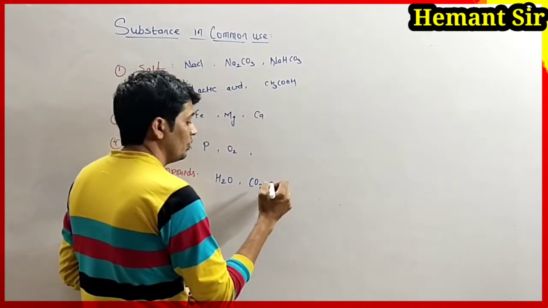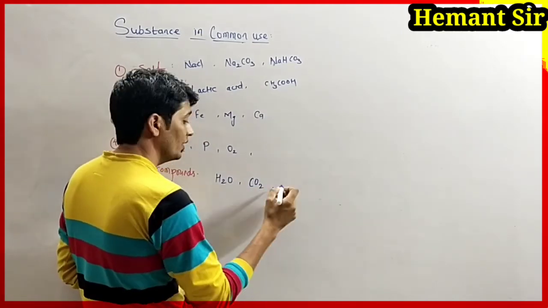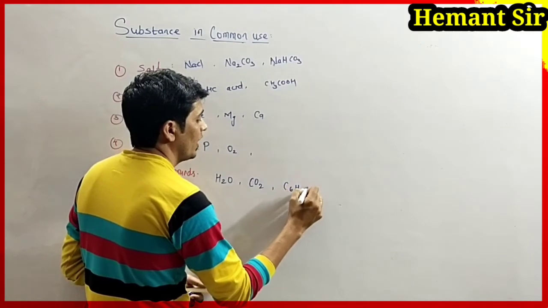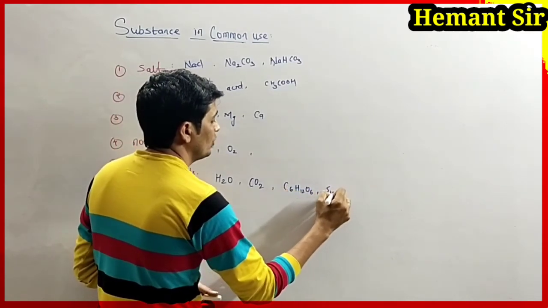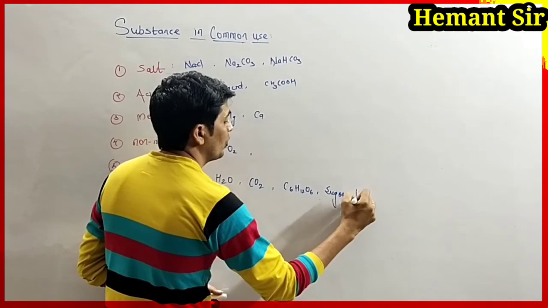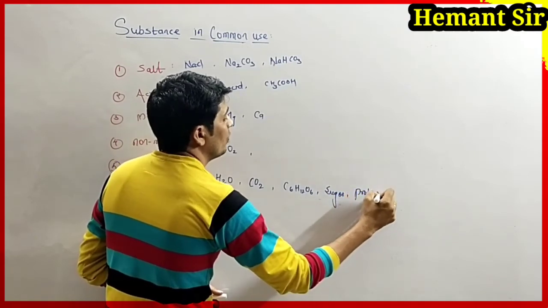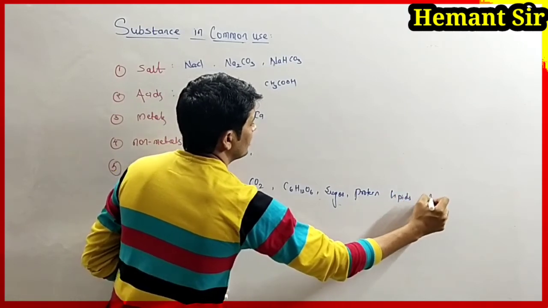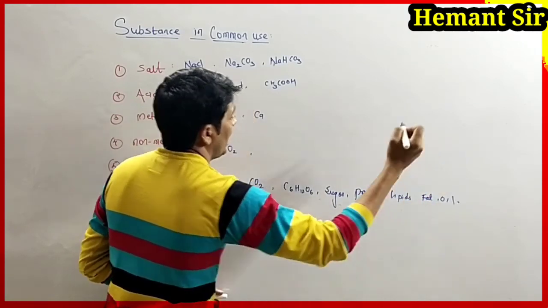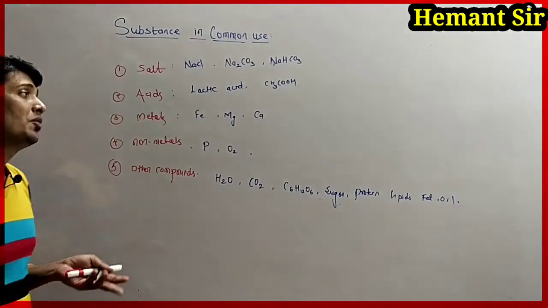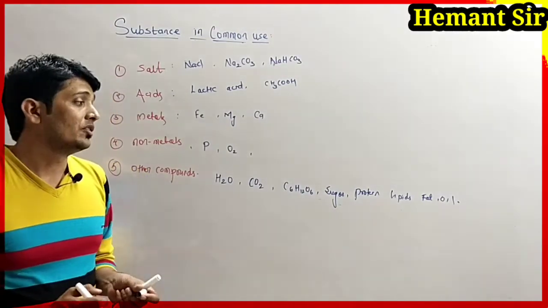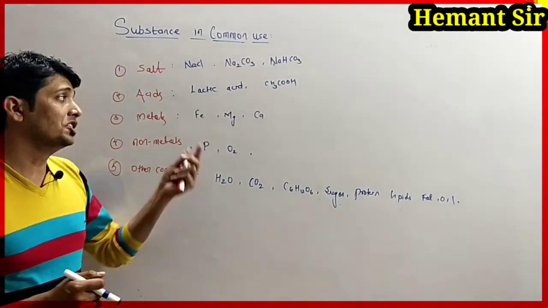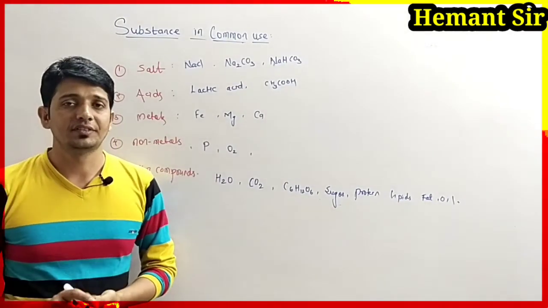Then we have carbohydrate, C6H12O6, we have sugar, we have protein, lipid, fat, oil, etc. These are the important substances that we use in our day-to-day life. So write down this part, then we will move further.